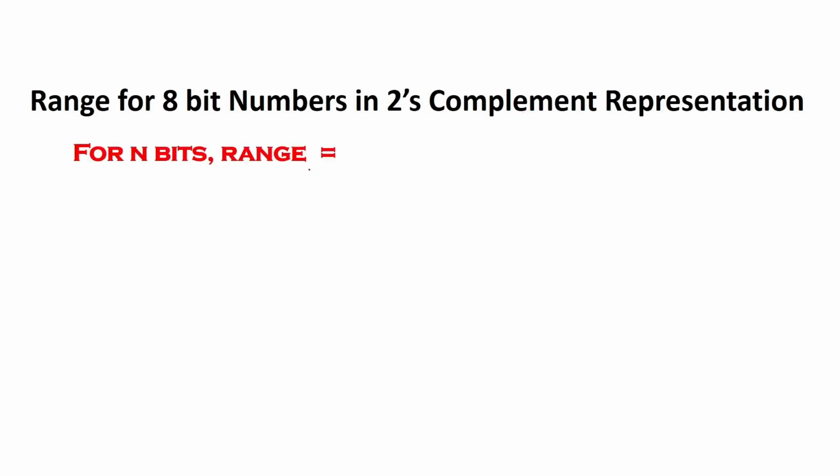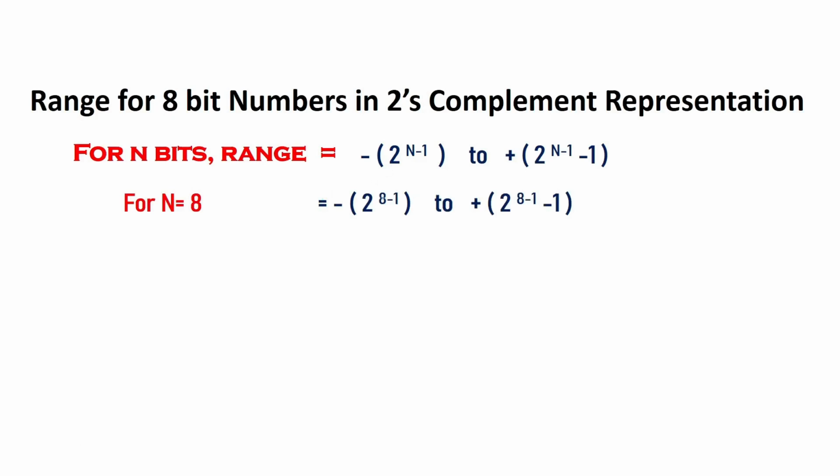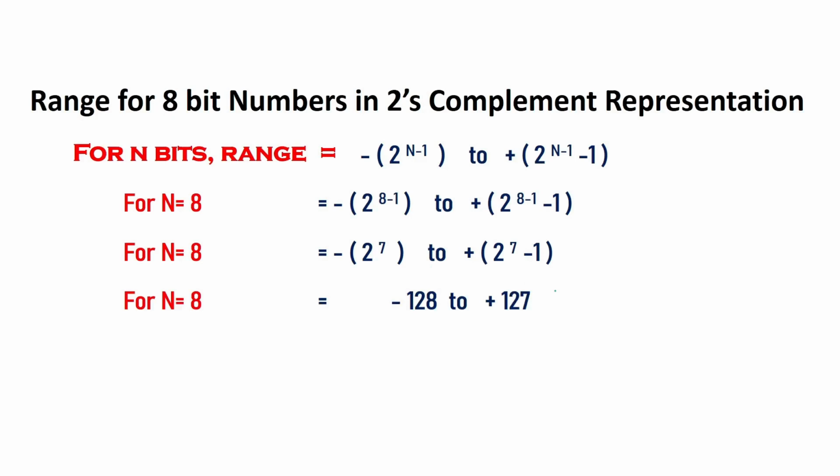So you have seen the formula that for an n-bit range, you have this formula, right? After you put n equal to 8 in this formula, you will get this thing. If you solve it, you will get this one, and after that you will get this one. So 2 to the power 7 is 128, and this is 127. So this is negative 128 to 127. All the numbers like minus 128, minus 127, and so on, 0, 1 till 127, can be represented by 8 bits in case of 2's complement representation. So this is the range, minus 128 to plus 127.